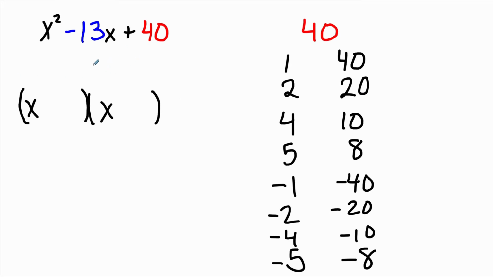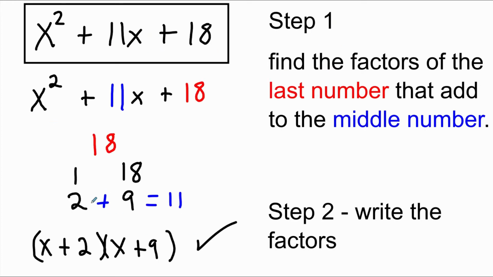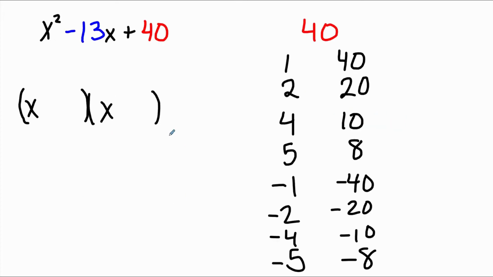What if the middle term is negative? So your last term, 40, here is positive. And in this example, we only looked at 2 of these factors. But when our middle term is negative, we need to also consider the negative factors. Remember that a negative times a negative is a positive. So even though 1 times 40 is 40, there's another set of factors of negative 1 times negative 40.